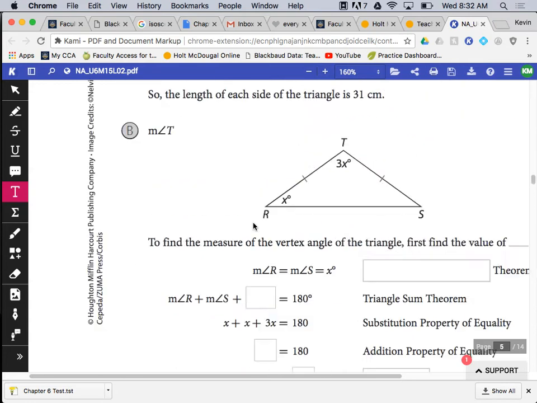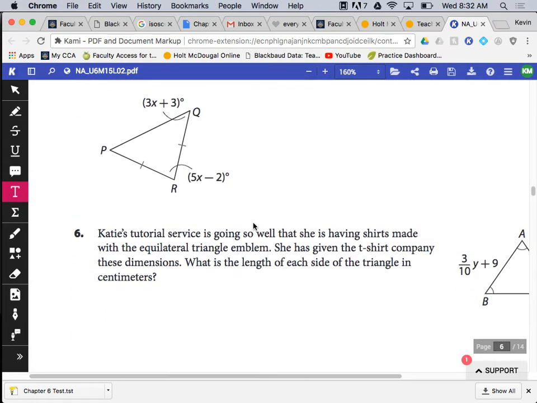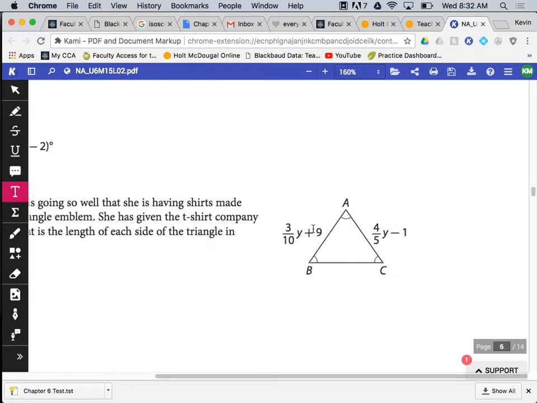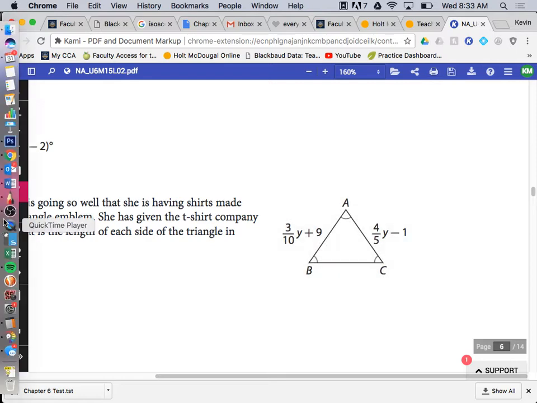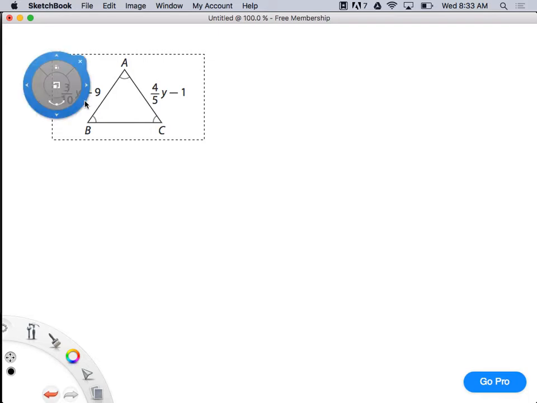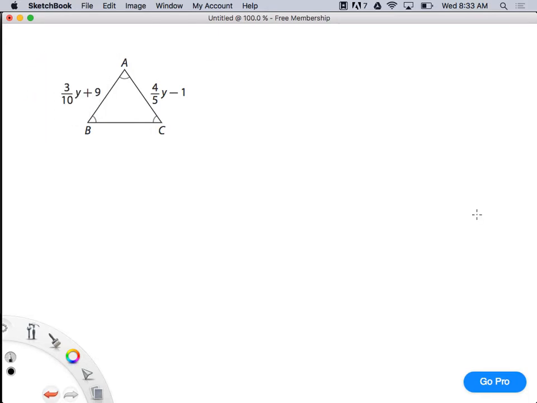So I'd like you guys to go ahead and do this one. Page 744, you're going to have to get familiar with fractions, because there's lots of them in this homework assignment. And also there are lots of questions that end up with fractions as answers. So don't be afraid of that. Go ahead and solve for the sides of this triangle. Solve for y first, then solve for the sides.